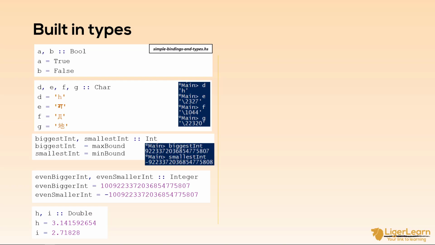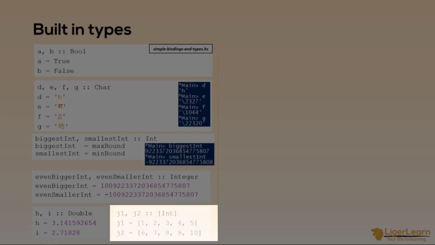The next type to consider is a special kind of type. That is, lists. We can declare a list containing items of a specific type and populate that list with a special convenient syntax. We refer to a list using square brackets. For example, the variables j1 and j2 here are both of type list of int.